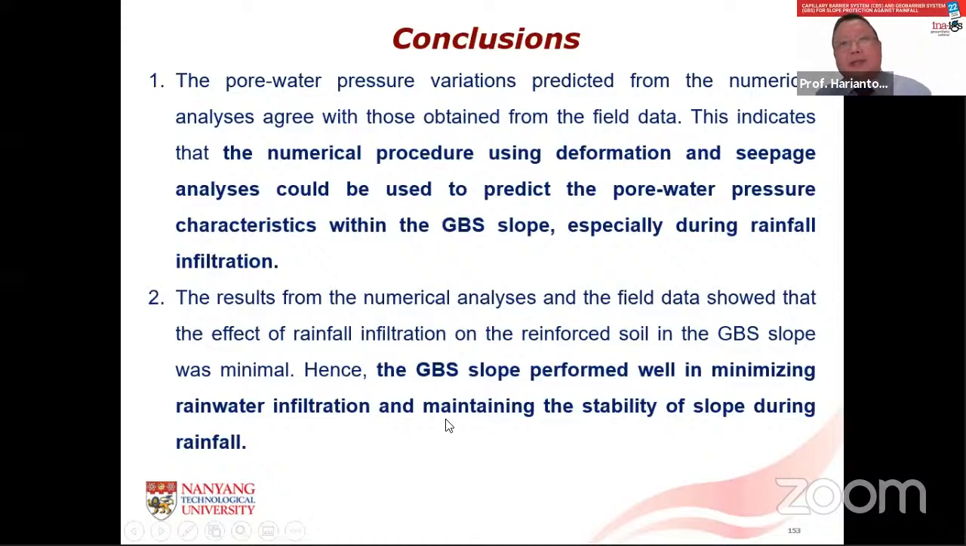during rainfall. So this is the retaining structure, but similarly, for the capillary barrier system, for the slope cover, it performed well as well, to protect the slope over a number of years.